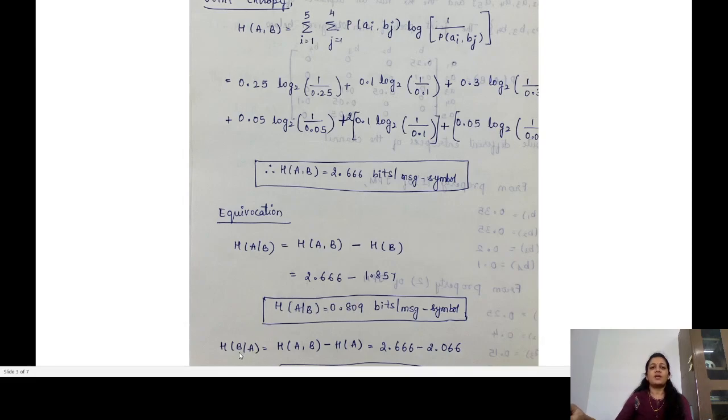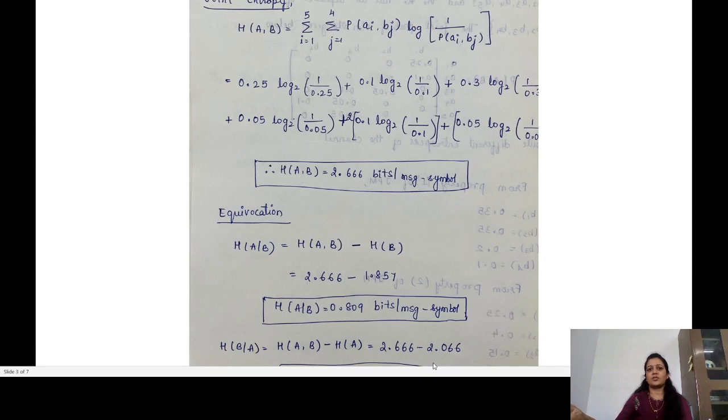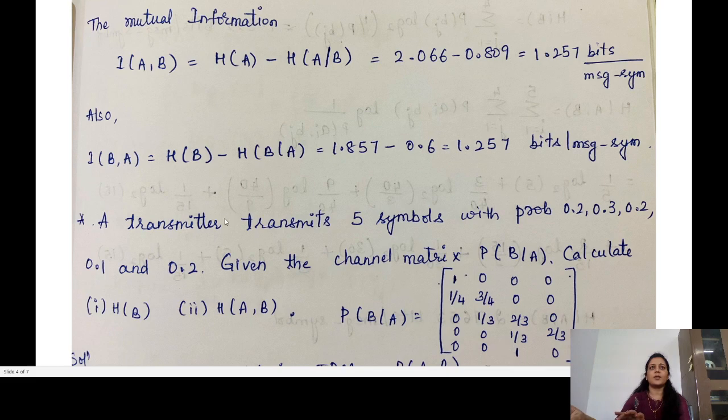Similarly, if we want to calculate H of B by A, again it will be H of A comma B minus H of A, because here the denominator is A, therefore we have to consider H of A. H of A comma B is again 2.666 and H of A is 2.066. So H of B by A would be 0.600, that is nothing but 0.6.